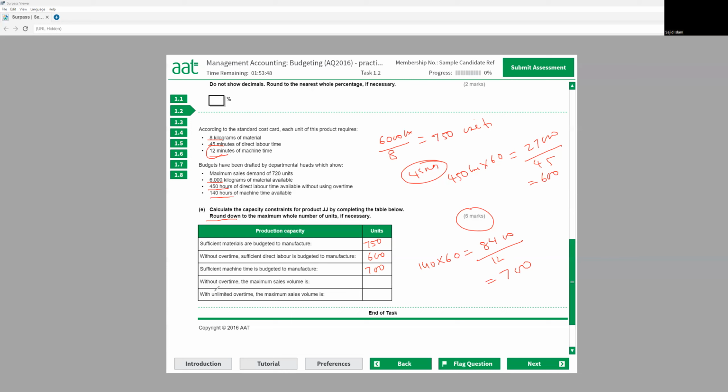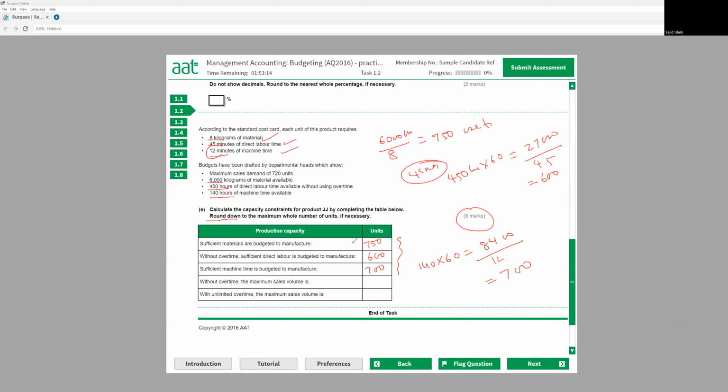The next one we have is, without overtime, the maximum sales. From here, you can see with the material, I can make a maximum of 750. With the labor, I can make a maximum of 600. And with the machine, I can make a maximum of 700. Now, all units need all these three. So you cannot make the unit just with the material, or just with the machine hours. You need all of these things.